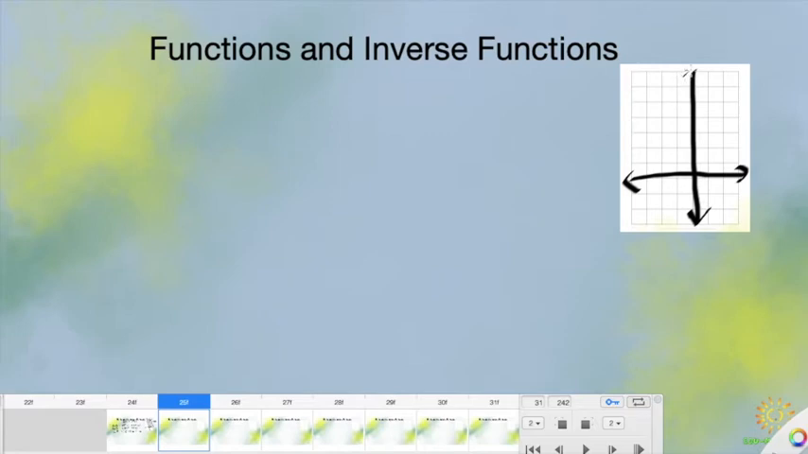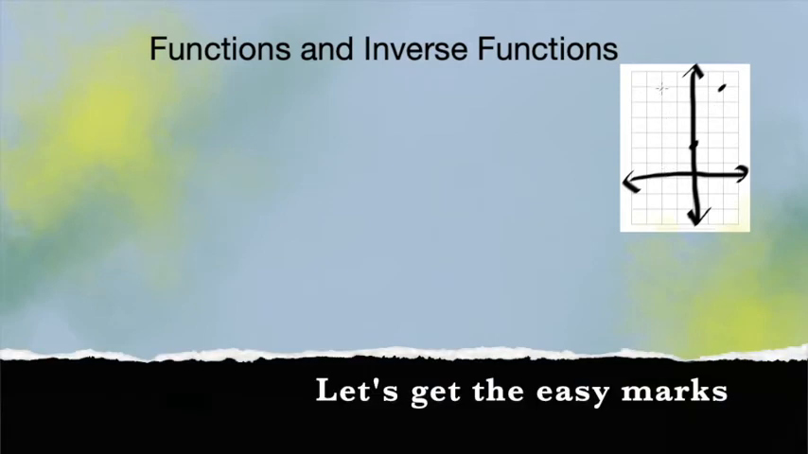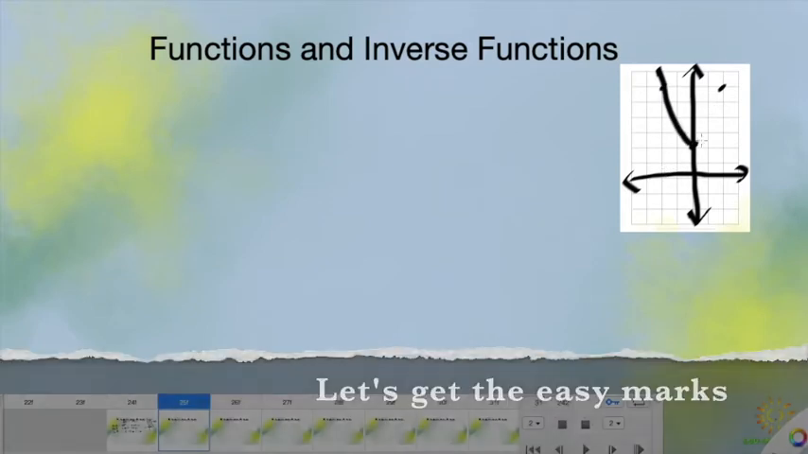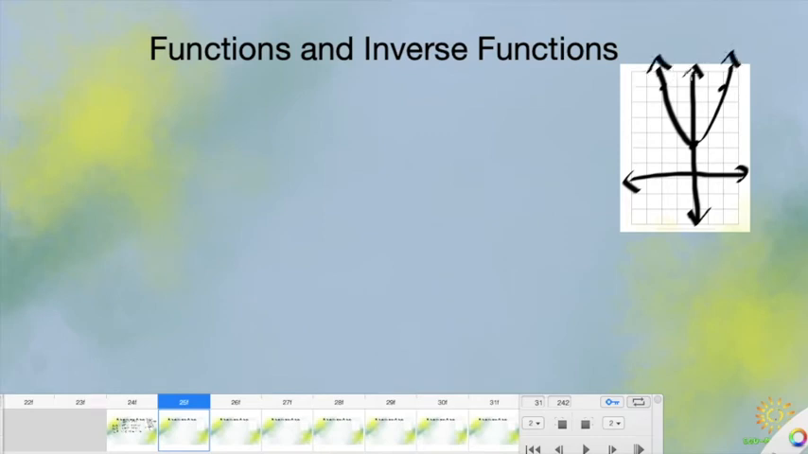We don't want to play around. Sometimes I think in maths there's easy marks and we need to get them. If it's easy, it's easy. You know what I mean? Hard marks, okay. But easy marks, we can't play around. So we're just going to make sure we redraw it. And there we are.